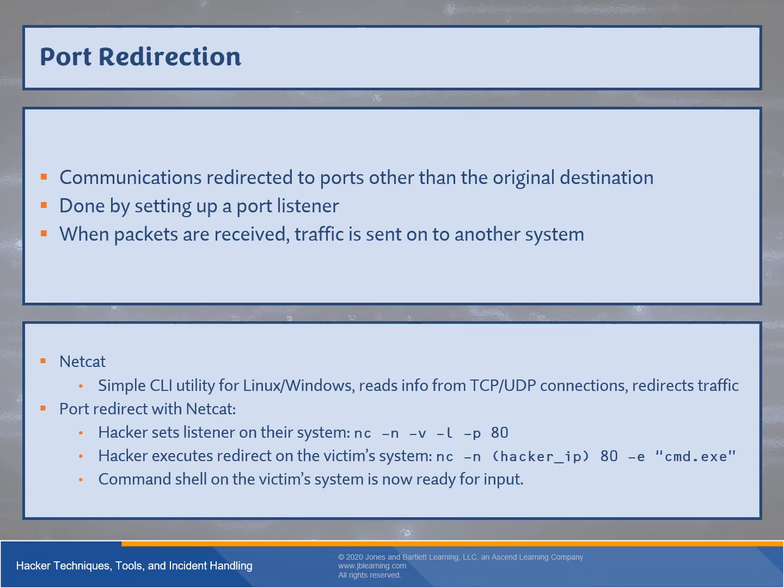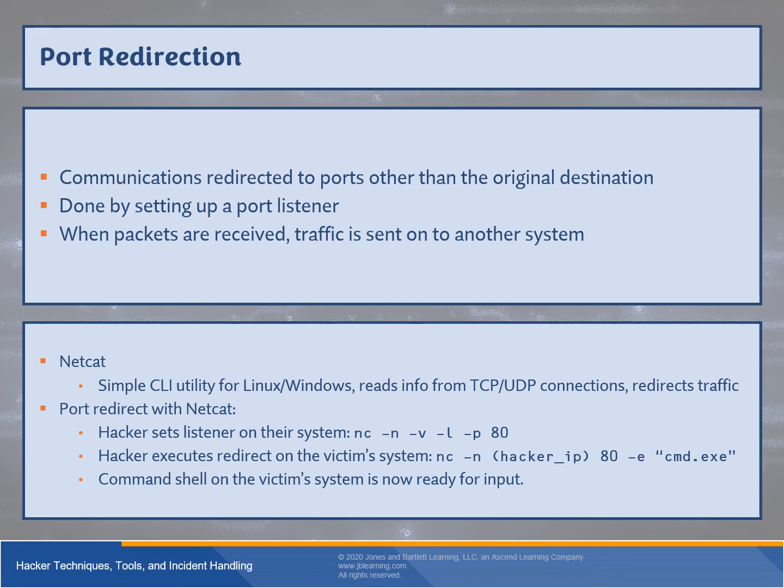Port redirection. This is where we bounce information from the port that it was intended to a secondary. Very easily done on Netcat. Netcat is a very useful tool if you have not used it before. I definitely recommend sitting down and playing with it because there's a lot of variations that you can work with. Again, I recommend that you do this in a VM like you would with any other tool. Netcat's a pretty simple command line interface for Windows and Linux. It reads info from TCP and UDP connections and then bounces traffic.